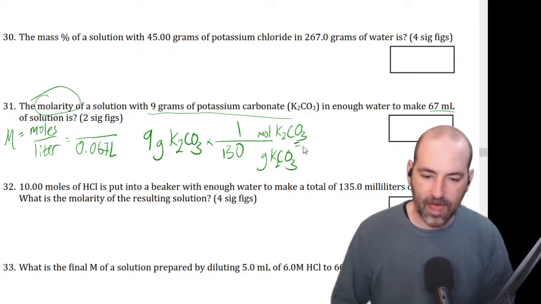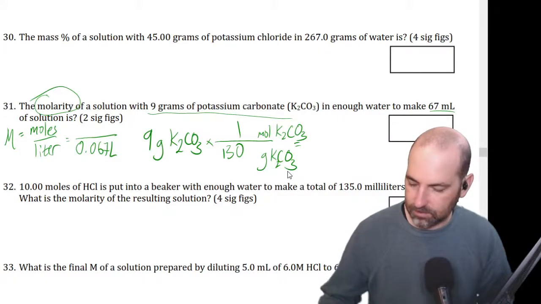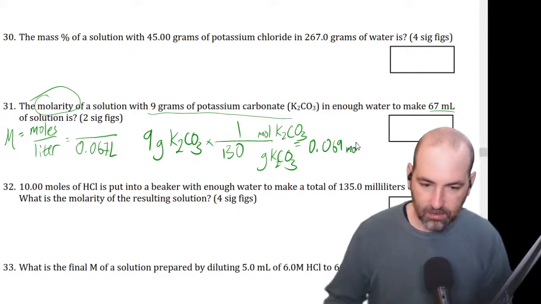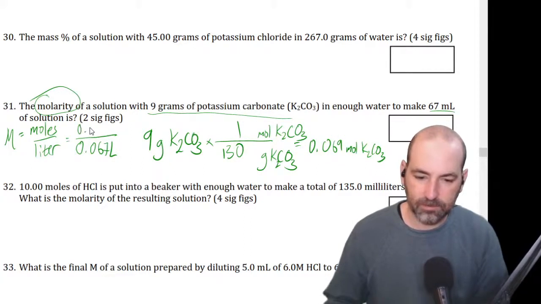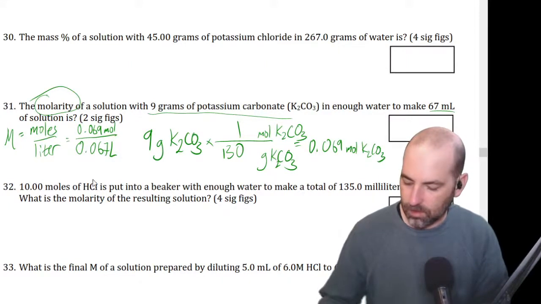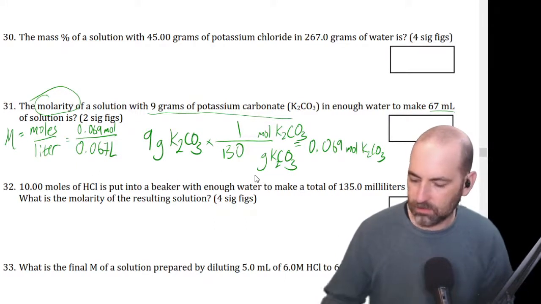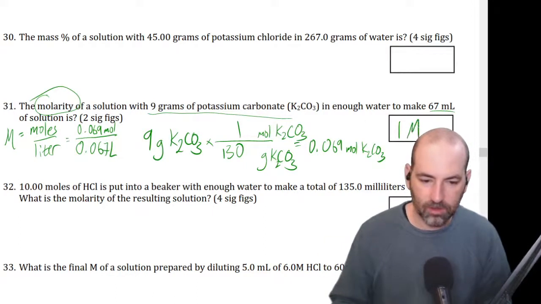So you would divide that and get 0.069 moles of K2CO3. So that number becomes our numerator over here. And so we get about 1.03, whatever, about 1 molar.